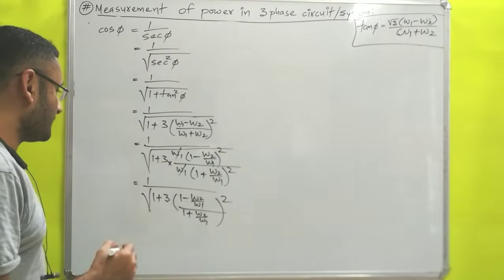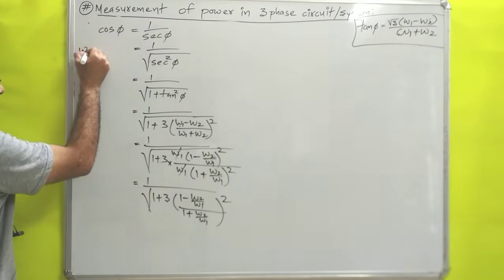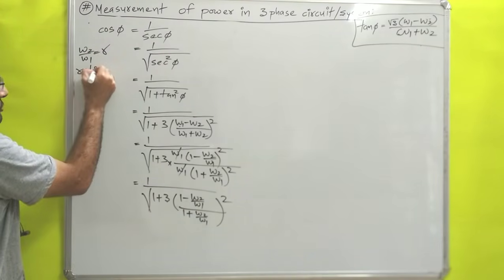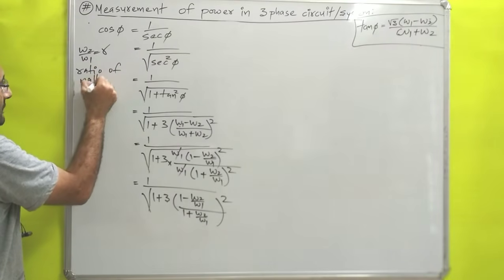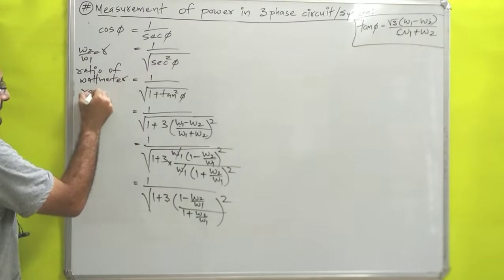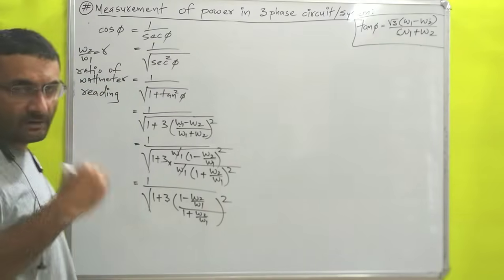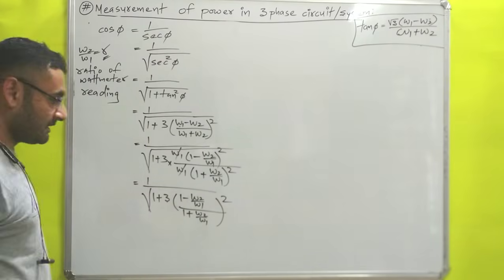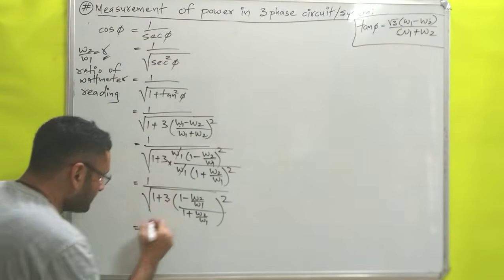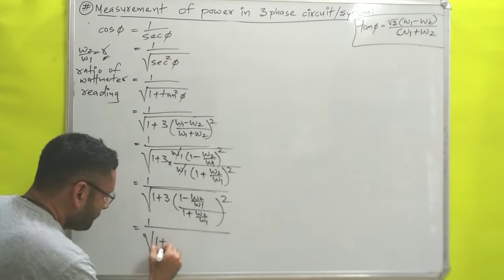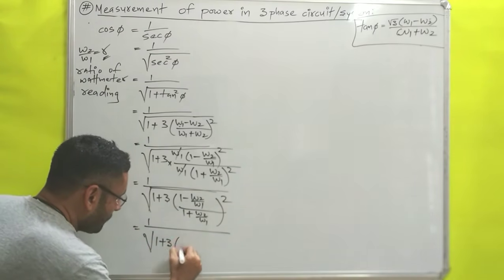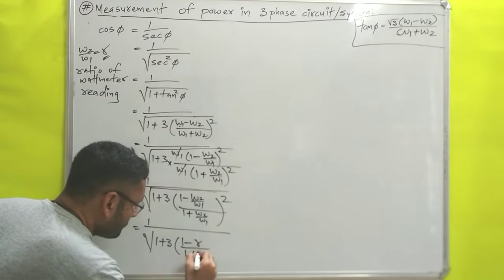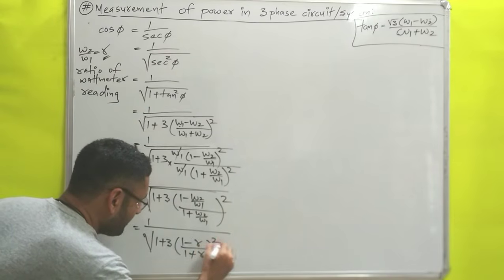Now over here we will consider that w2 by w1 is equal to r, where r is known as the ratio of wattmeter readings. Whatever w1 and w2 we have taken from the wattmeter, the ratio of wattmeter readings is w2 by w1. Instead of that we will put the value of r. So I can write 1 divided by the square root of 1 plus 3, then (1 minus r) divided by (1 plus r), whole square.